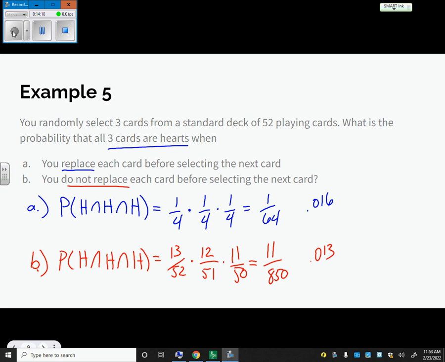The probability changed a little bit, not much. It went from 1.6% down to 1.3%. Look at these denominators down here. Each time I drew out a card, I didn't put it back, so the number of total cards went down, and each time I drew a heart, the number of hearts went down.